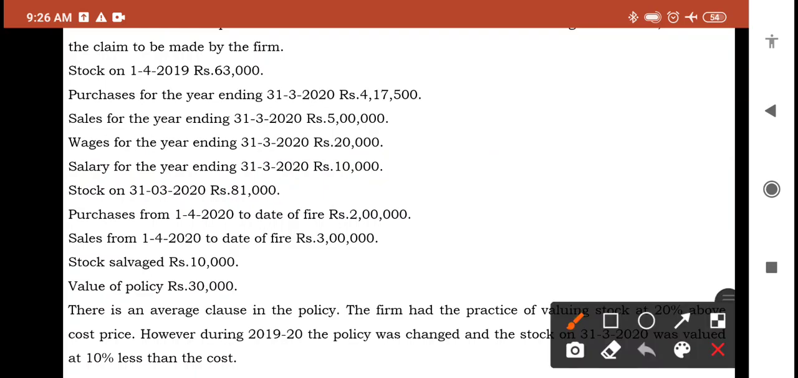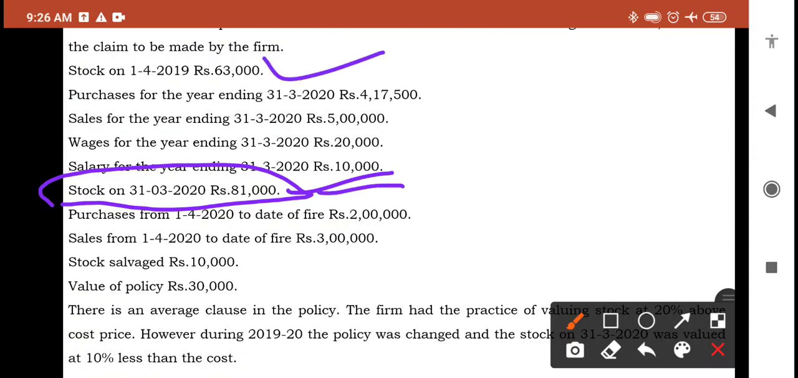And next, stock on 31st 3 2020. So 31st 3 2020 means it is the closing stock. Opening stock is given here and closing stock is given, that is for the previous year. So you have to record it under the credit side of the trading account.